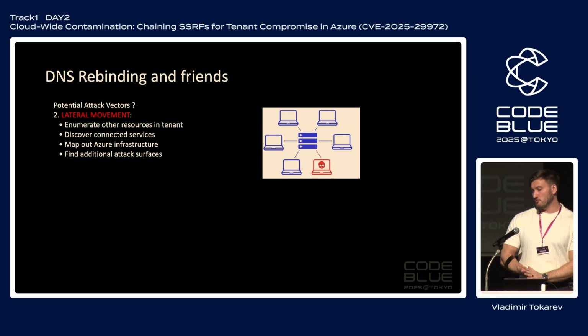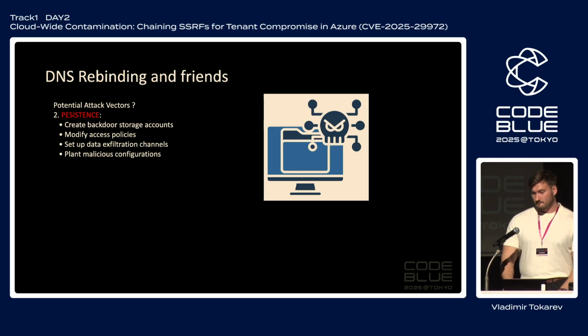Then we have lateral movement. Maybe we can enumerate other resources in the tenant with this primitive. Maybe we can map out Azure infrastructure a lot more. Last but not least, the persistence vector, always a good one. Maybe we can create backdoors. Maybe we can set up data exfiltration channels, modify access policies, plant malicious configurations. We could probably do a lot of stuff with that, right?